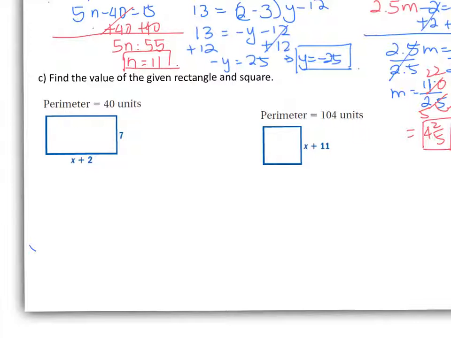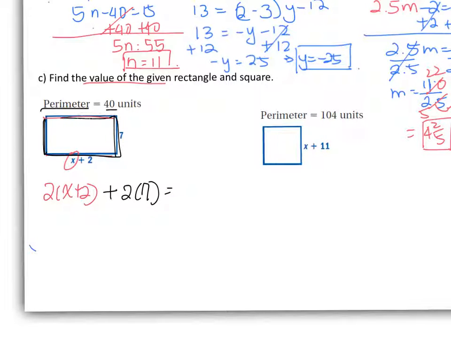Part C. Find the value of x in the given rectangle and square. This means we need to find out what x is. Since this is a rectangle, I can double the length and then double the width. And the perimeter is given. The distance around the shape is 40.